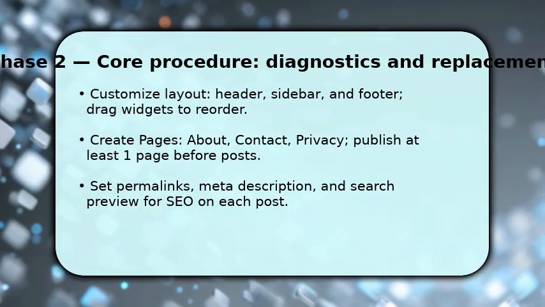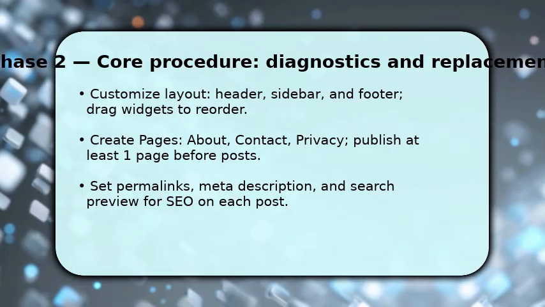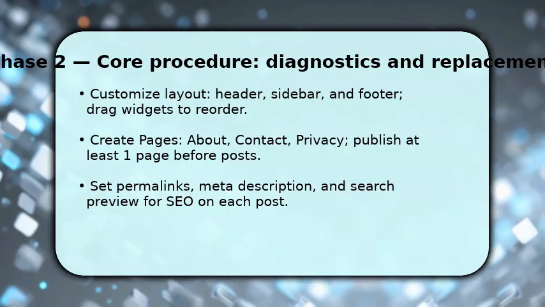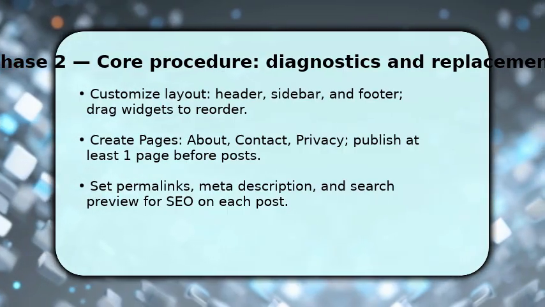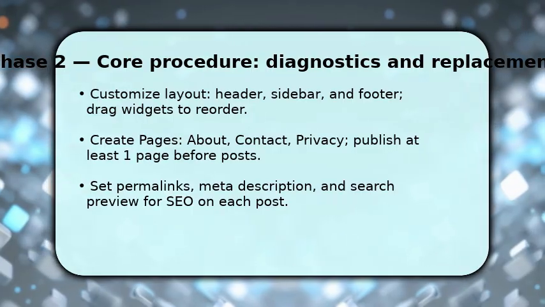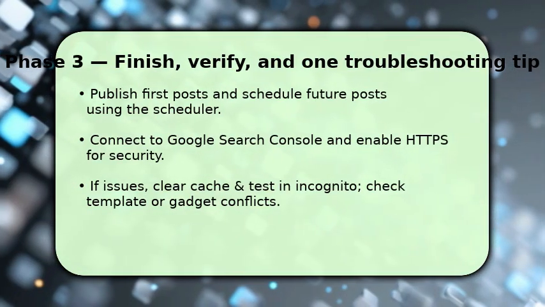When drafting posts, set custom permalinks and write concise meta descriptions. This helps search engines and social sharing. Once you've added 3 to 5 posts with clear labels, finish by publishing your first posts and scheduling a regular cadence, once or twice per week, so readers know what to expect.